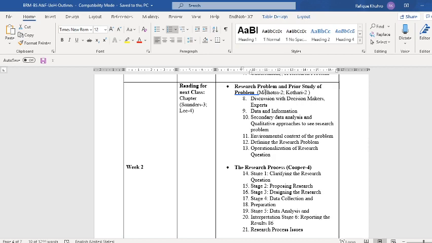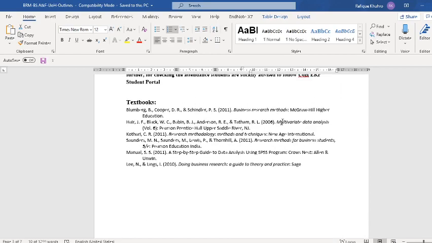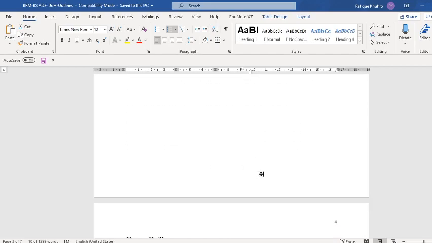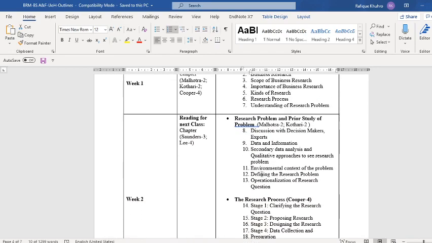Like this week 2 covers Malhotra chapter 2, Kothari chapter 2, and this column also gives you the knowledge of what you are going to read in the next class and from which books. So books are already mentioned. I have written all these books here. So books are available, and material is already given to you.